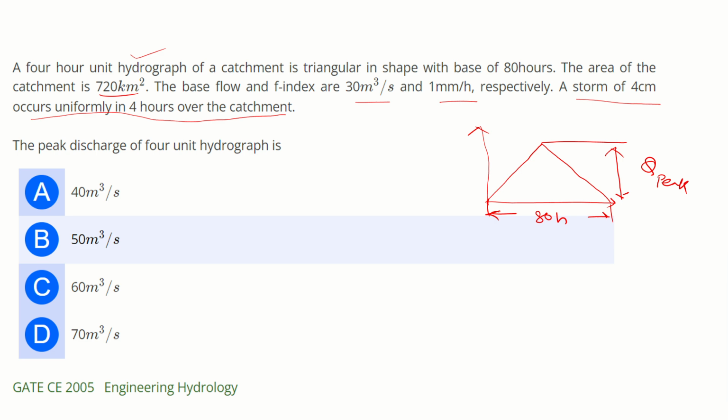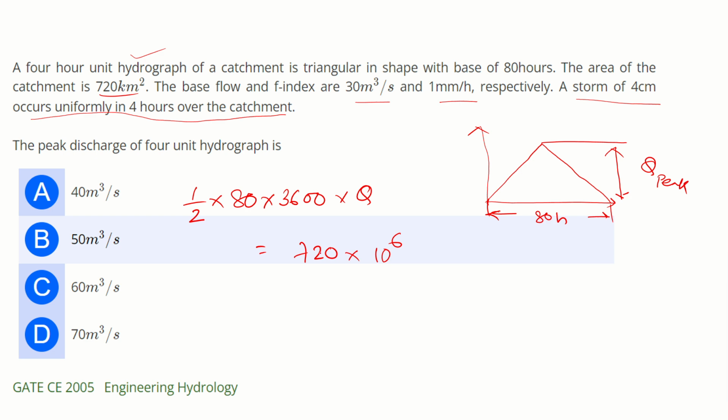ठीक है, तो what is the area of this triangle represent? ट्रायंगल का एरिया क्या है? 80 hour 3600 in second multiplied by Q peak. What is this? This is nothing but the total runoff volume. Unit hydrograph का जो area है that represents total runoff volume due to 1 centimeter rainfall. So this is equal to 720 catchment का area जो है multiplied by 1 centimeter of rainfall.